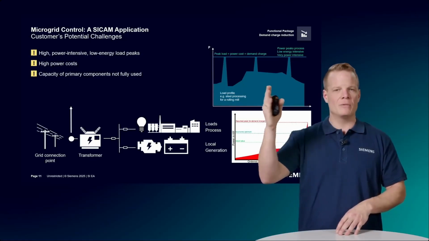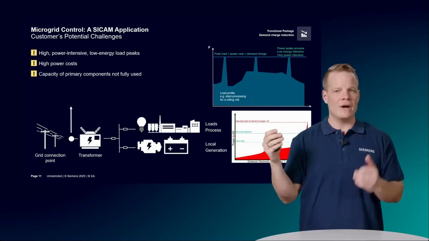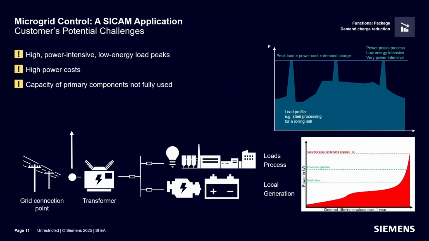I always describe it as low energy but power intensive peaks. We can detect it before it happens, and we can take measures to cut it off. And this means a really high potential for you, our customers, in lowering these power costs. And especially for industrial customers, the power costs can be one, or if not the biggest, part in the energy bill.